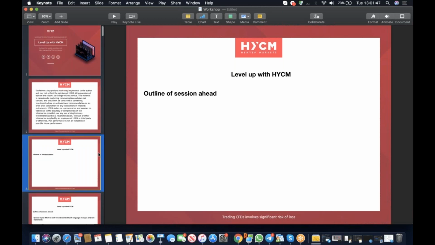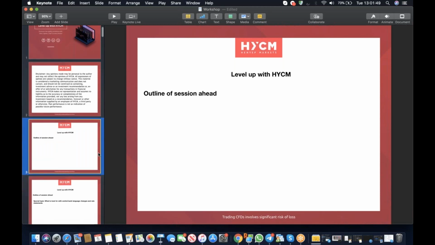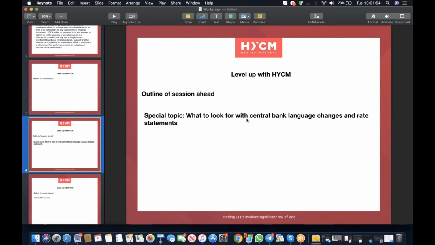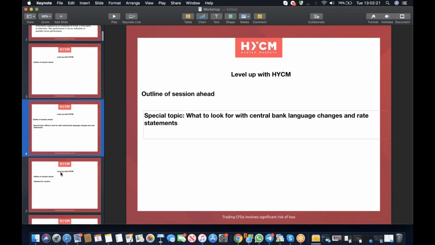I think pretty much everyone's here now. So the special topic we'll be looking at in the session ahead is what to look for with central bank language changes and rate statements. Yesterday we had the Reserve Bank of Australia rate statement, so we're going to take a quick look at that. We're also going to go over some of the central bank language shifts that you need to look for. That's what we'll be covering today.